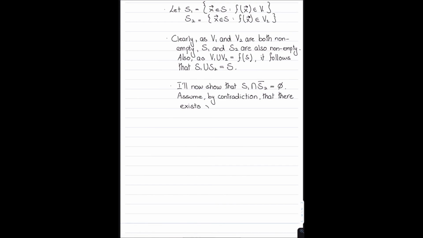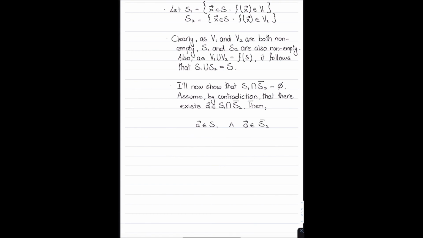an element x, or let's label something else. Let's say a in S1 intersection with the closure of S2. Then what we get is a must be an element of S1 and a must be an element of the closure of S2.